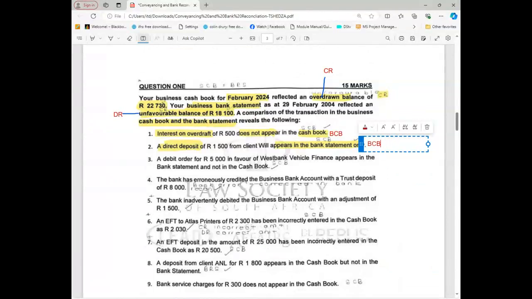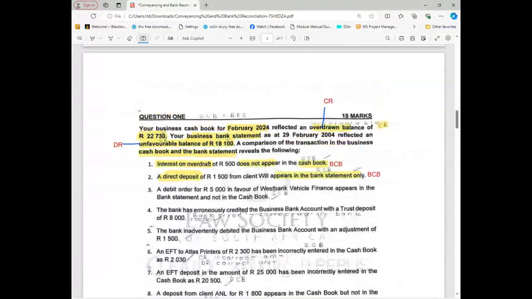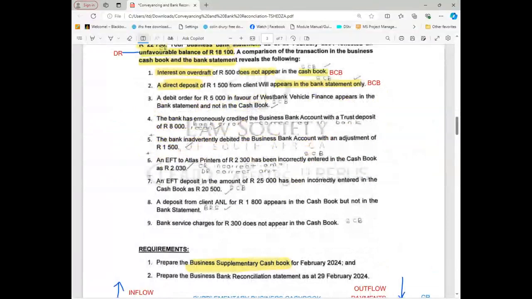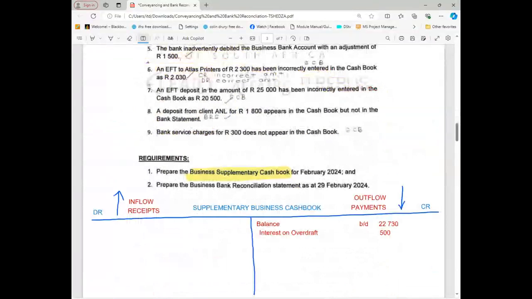Are we good? Yes, we are. I was just making a note. Under which side of it? Yeah, just take a note. Just write it down and say the direct deposit will always go to the cash book because it already appears on the bank statement.